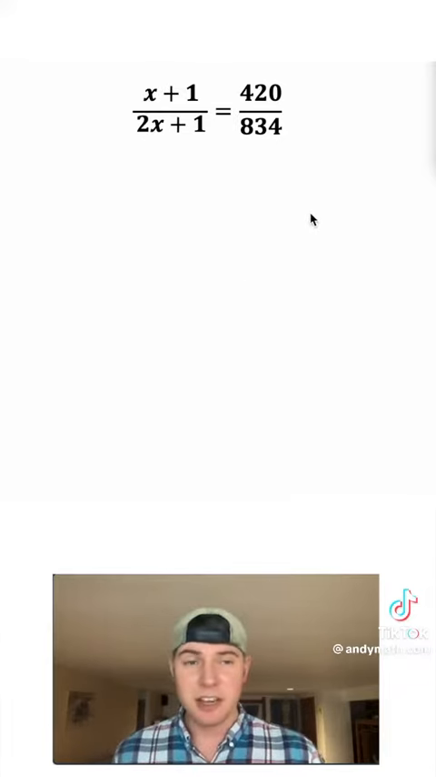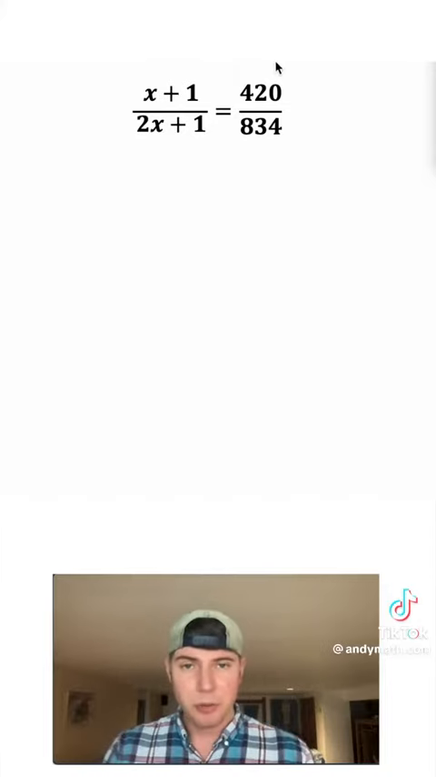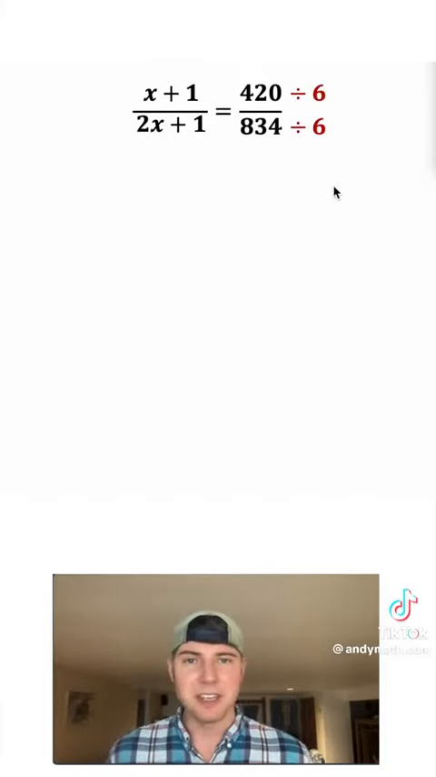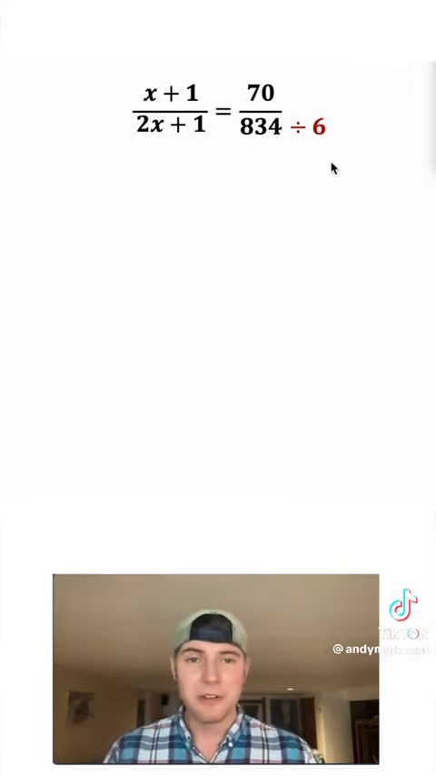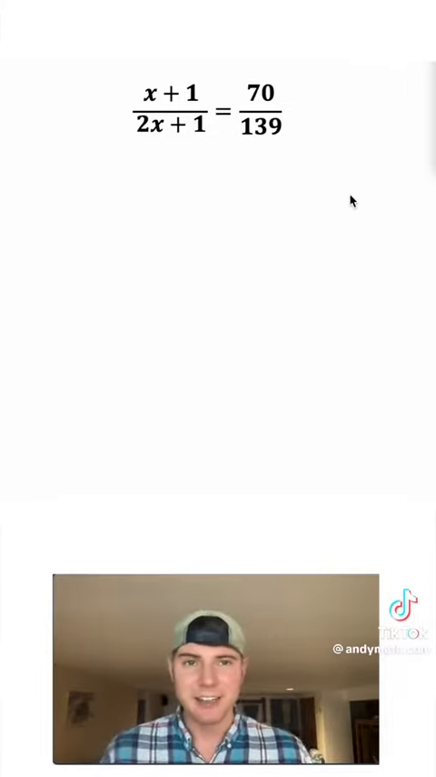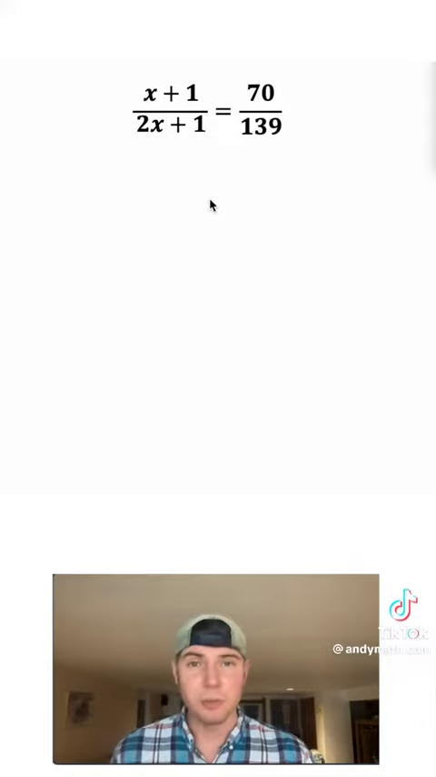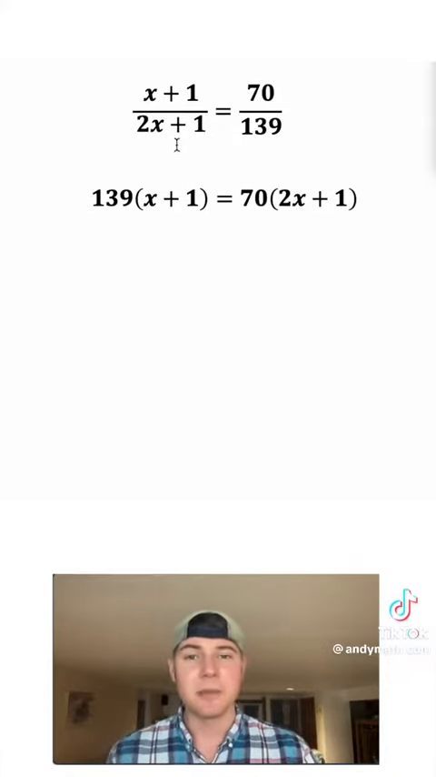I'm noticing on the side, we can simplify this fraction. Both the top and the bottom are divisible by 6. On top, 420 divided by 6 is 70. And on bottom, 834 divided by 6 is 139. In order to solve this proportion, let's cross multiply. We have the 139 times x plus 1 equals 70 times 2x plus 1.